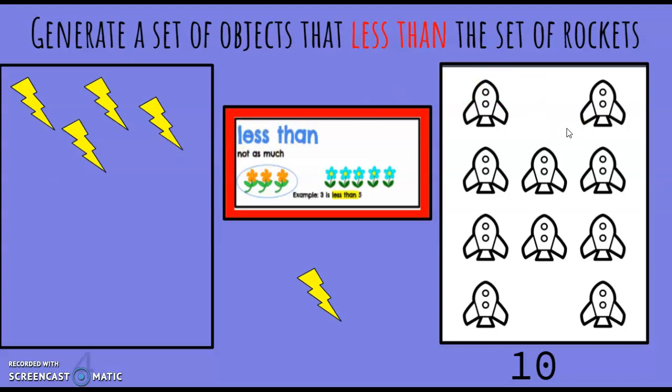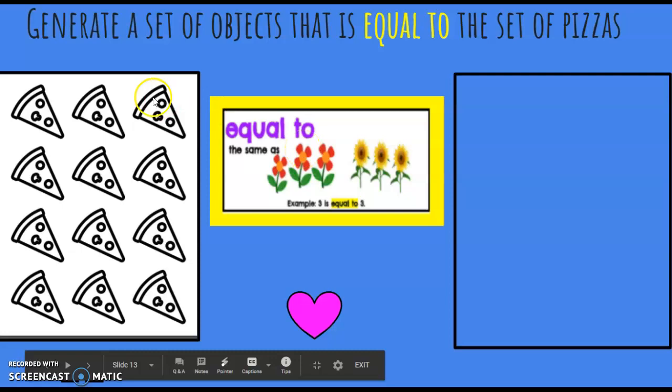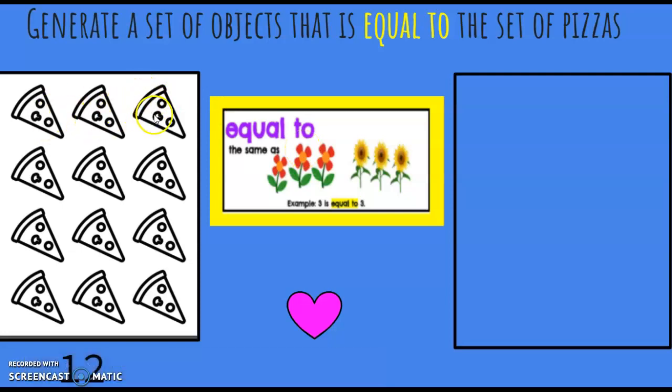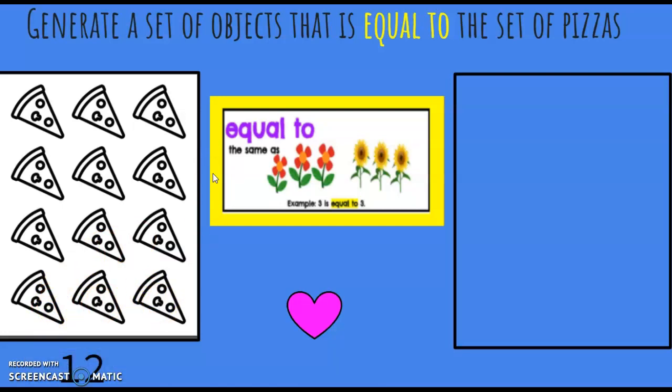Good. Okay. Let's do one more together. All right, it says generate a set of objects that is equal to the set of pizzas. Okay, so we know equal to means the what? The same. So how many pizzas do we have? Let's count. 1, 2, 3, 4, 5, 6, 7, 8, 9, 10, 11, 12. So how many pizzas do we have? 12. And we know that equal means the what? The same.